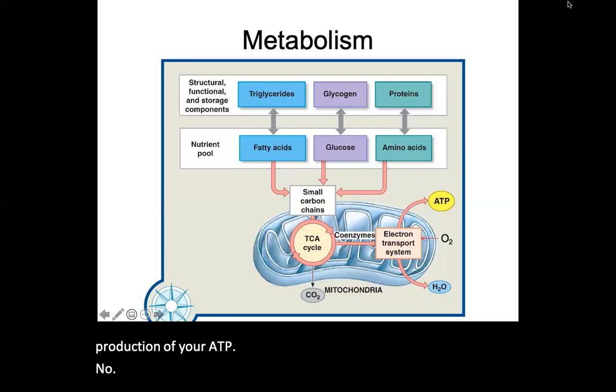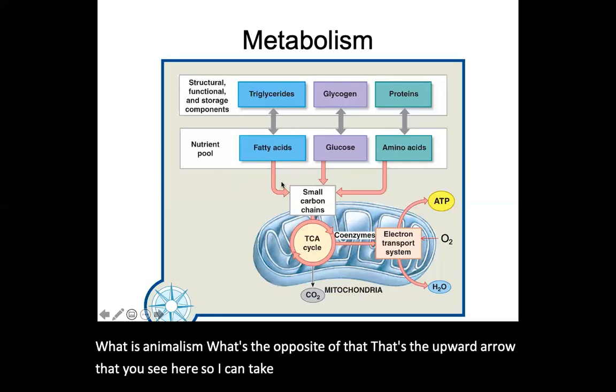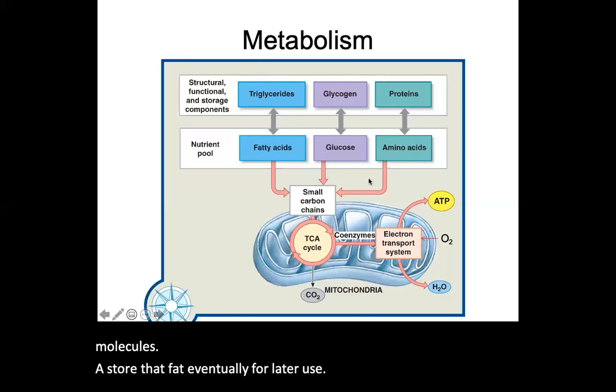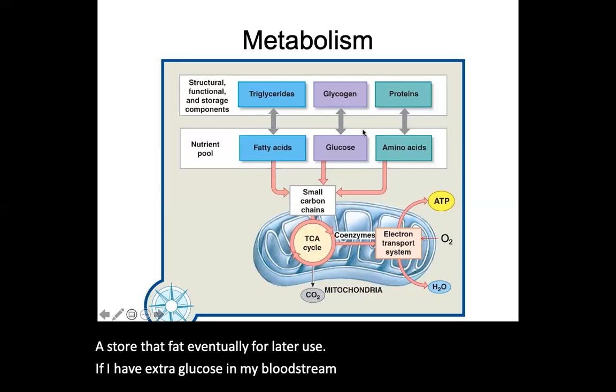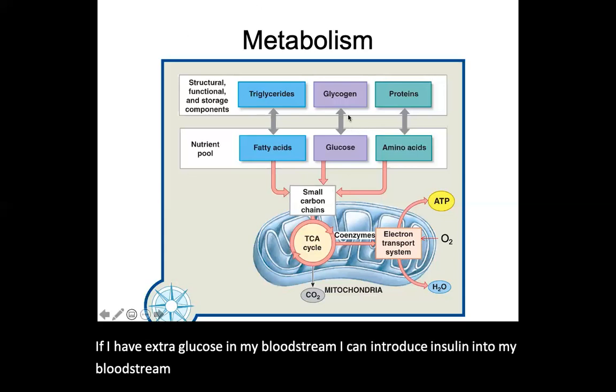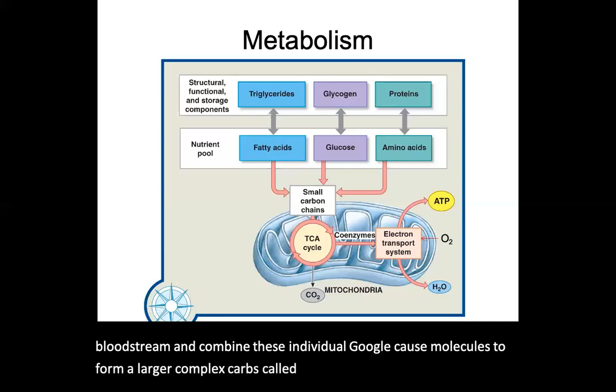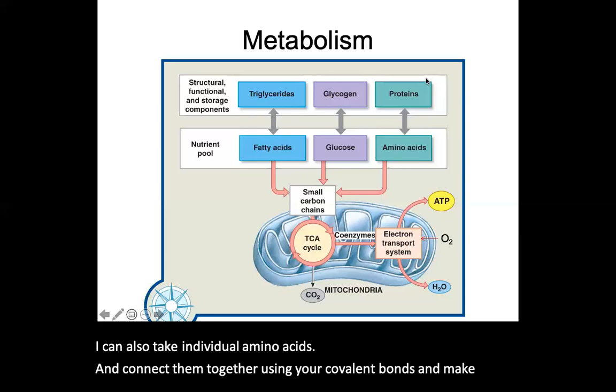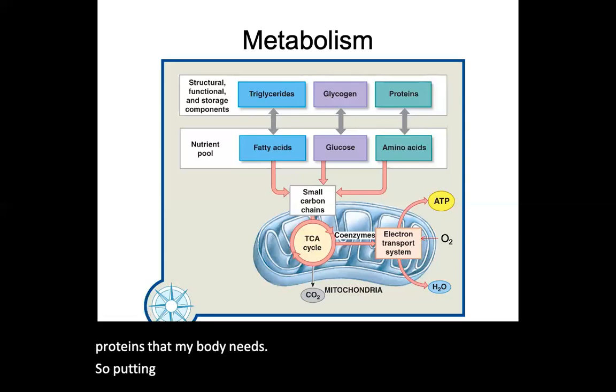Now, what is anabolism then? What's the opposite of that? That's the upward arrow that you see here. I can take fatty acid as well as glycerol, which is not listed here, and combine them to form my triglyceride molecules and store that fat eventually for later use. If I have extra glucose in my bloodstream, I can introduce insulin into my bloodstream and combine these individual glucose molecules to form a larger complex carbohydrate called glycogen. I can also take individual amino acids and connect them together using covalent bonds and make new proteins that my body needs. So putting these reactions that I've described so far together, that describes the process of metabolism.